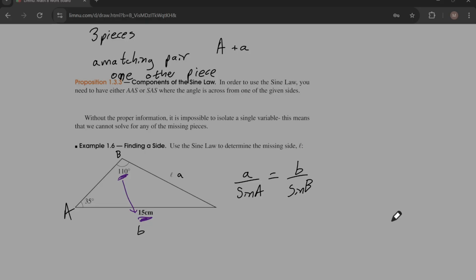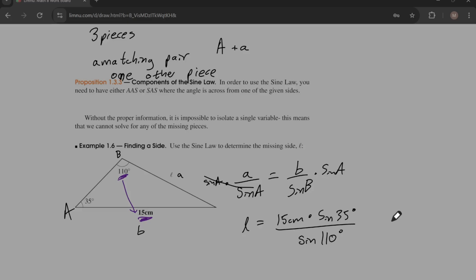So if I want to isolate for a, this variable we're looking for, L, in order to isolate it, I'm going to multiply both sides by sine A, so that over here, that's divided out. And I get this b, which is 15 centimeters, times sine A, which is sine 35 degrees, divided by, where's our last bit? Sine B, which is 110 degrees.